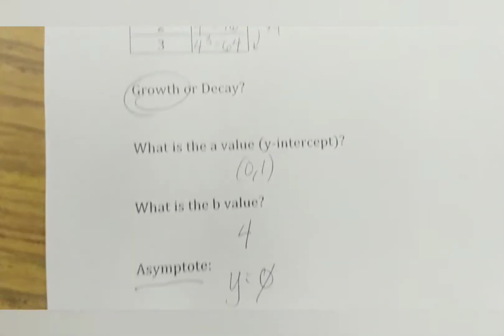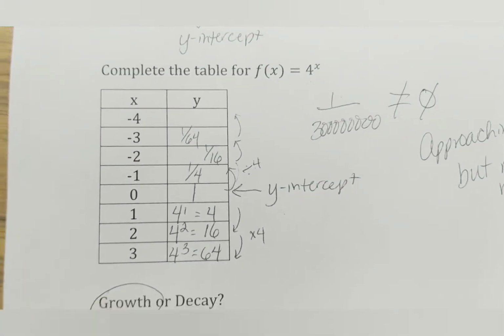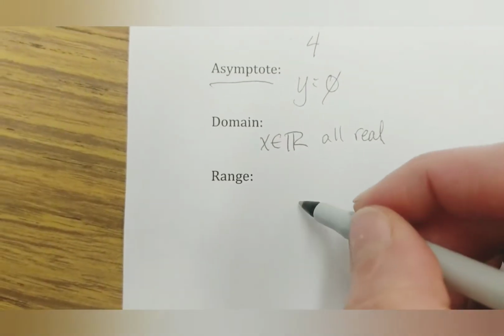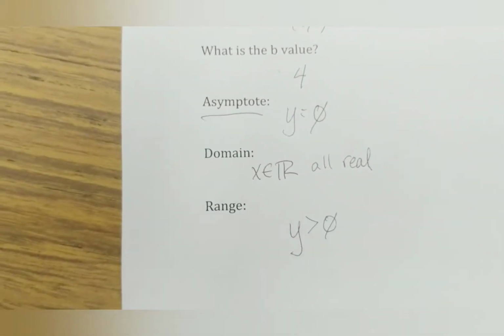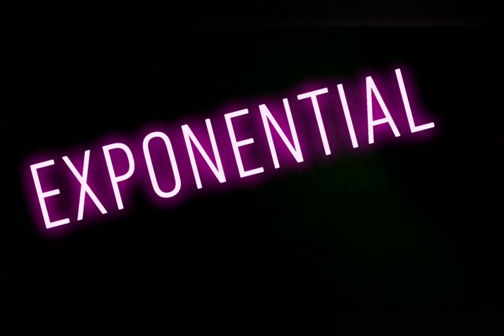Because your function never reaches 0, it's always going to be in the positive numbers. It's never going to be 0. It's never going to be negative. So your y values are always greater than 0, and that is your range. Exponential. Whoop it goes. Exponential.